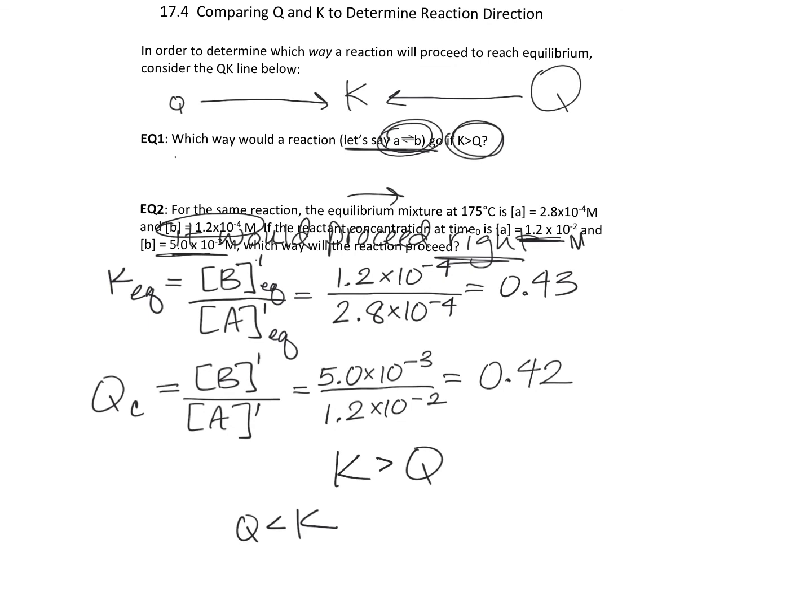So you look back at the KQ line up here. Notice that when your Q is smaller than your K, that means the reaction will go to the right. So your answer is reaction, I'm abbreviating, will go right, which is the same thing again as it producing more products, because the reaction has to go to the right to produce products.